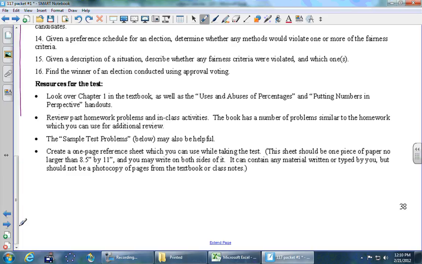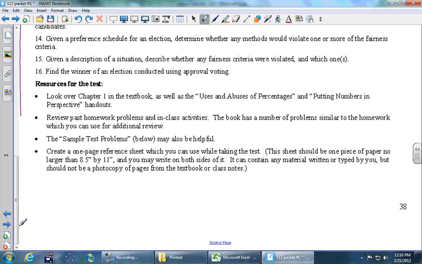Just one note, you are able to bring a one-page reference sheet into the test with you, where you can put anything you want. You can put an example of the recursive Borda method if you want to write it all out. You can put definitions, theorems, or lyrics to your favorite song if that will inspire you during the test. Whatever you want, one piece of paper, front and back, 8.5 by 11.